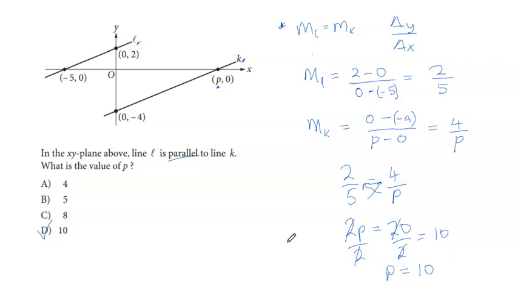All right. So we just use the idea of parallel and then the slopes being equal, and you just start to calculate it and equate the two together, and that's all you need to do. All right.